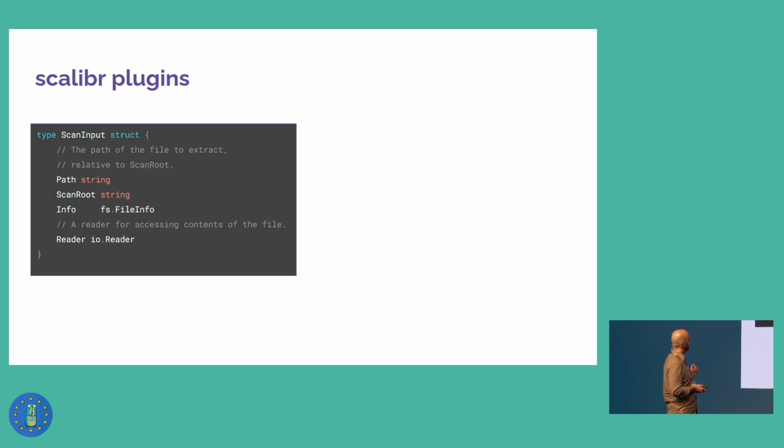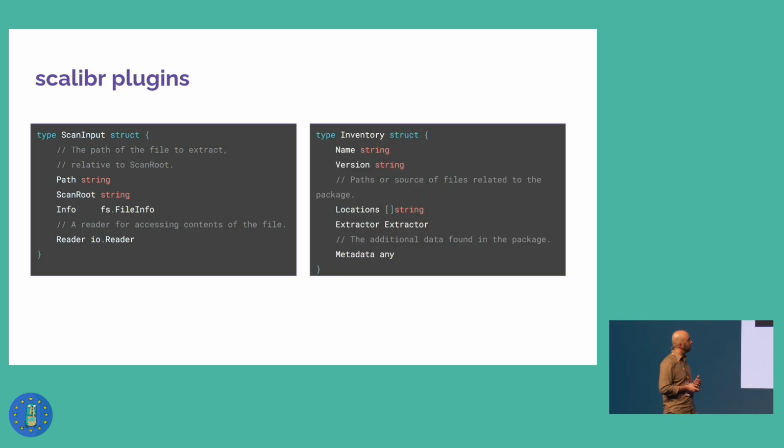Okay, let's look at what a scan input is. It's a simple struct. Path to this file, the scan root where we started our search, some information about the file, and a reader so we can access the contents of this file. So that's the input. What is an inventory? Not much more complicated. It's a struct.